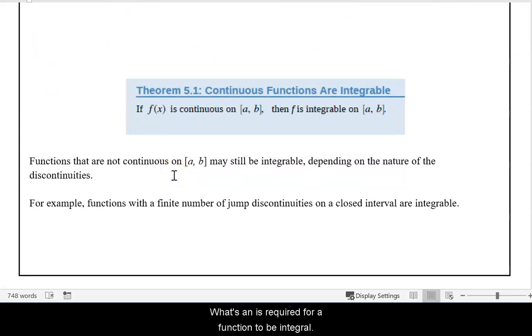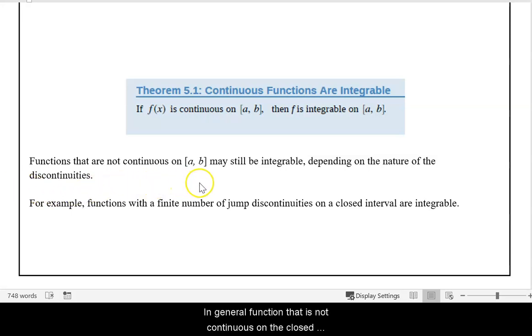What then is required for a function to be integrable? First, if the function is continuous on a closed interval from a to b, then we can integrate the function over the closed interval. This is not, however, a necessary condition, what we call a sufficient but not necessary condition. In other words, being continuous does guarantee that the definite integral exists, but it may exist even if it's not continuous. When would that happen?